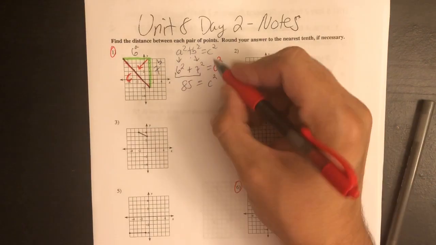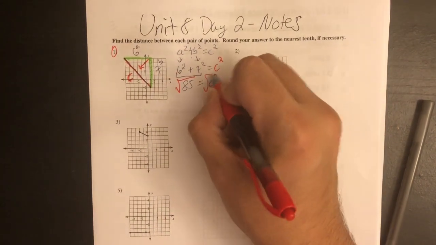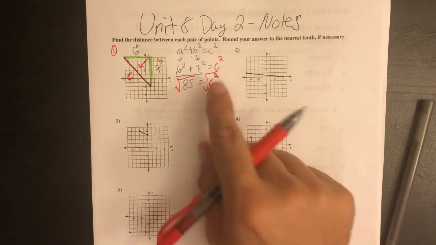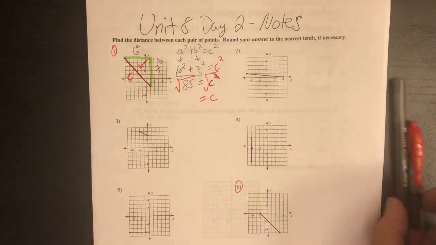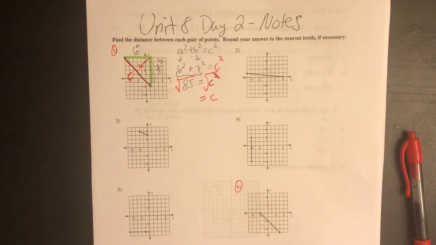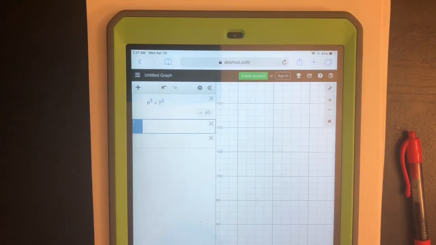Equals C squared. Now remember, we're only looking for the letter C, so that means we have to get rid of the square. And the opposite of a square is square root. When you take the square root of a square, they cancel themselves out, and you're left with C equals. And then, of course, you can use decimals to figure out what the square root of 85 is. And that will be 9 point something.